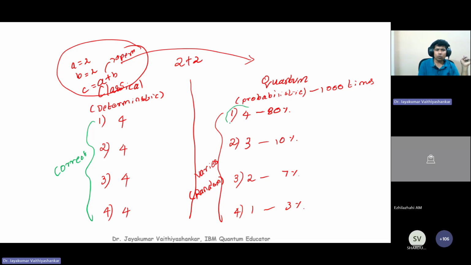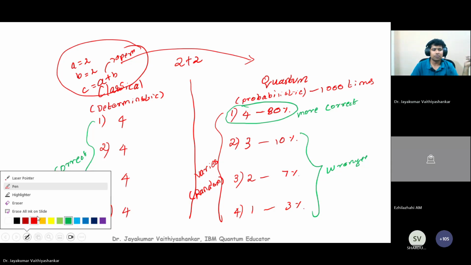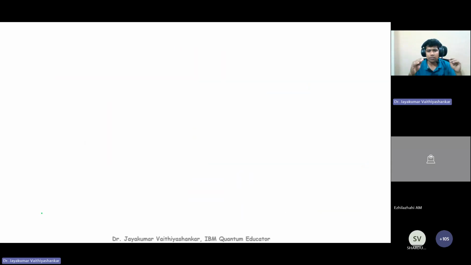But here, only the first time the answer is correct. The remaining 3 times the answer is wrong. But if you run multiple times, you'll get the correct answer more often and the wrong answer less often. The more you run your quantum system, the more correct answers you will get, the higher the frequency. So this is due to probabilistic nature.